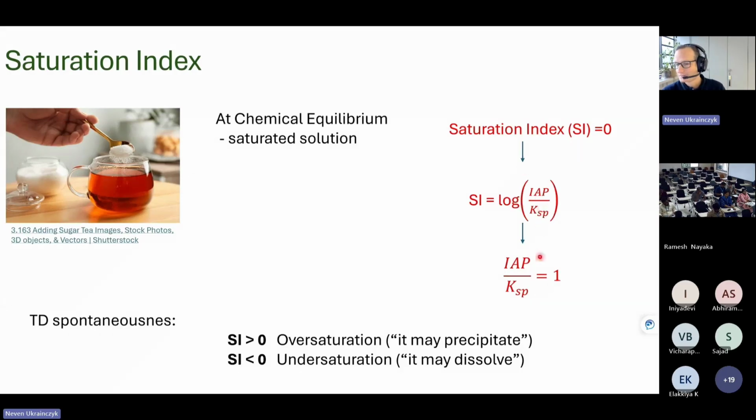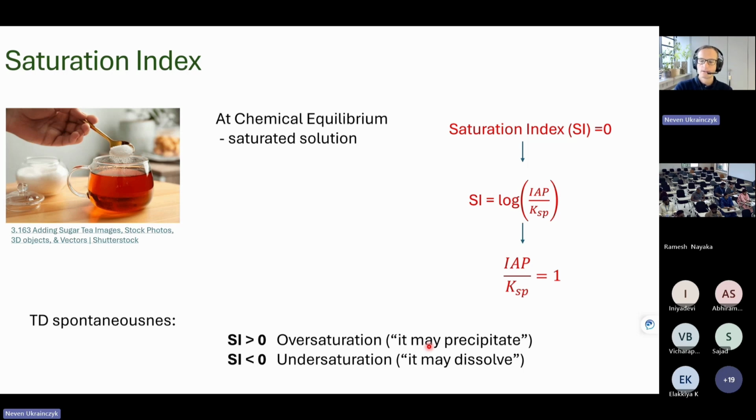But if this saturation index with the logarithm is bigger than 0, then it's oversaturation. That means it may precipitate. I like the word may because it's exactly nucleation. You need first nuclei and then it can precipitate. You have an energy barrier to form the first nuclei. That's why we have the setting time. And when they form, everything starts to precipitate, and then you are in equilibrium.